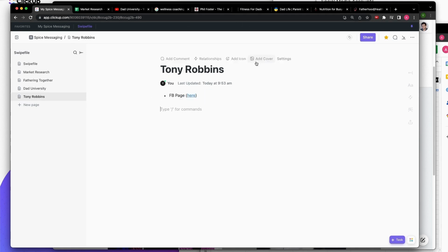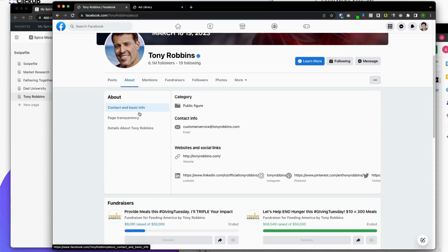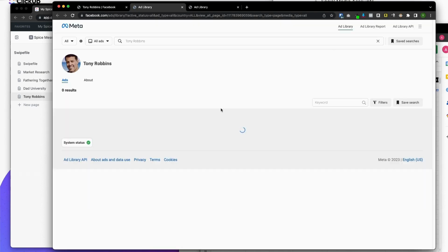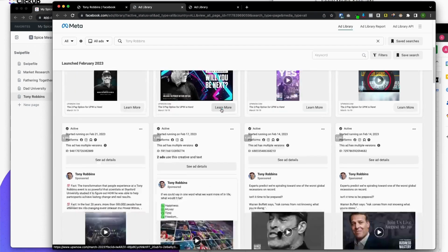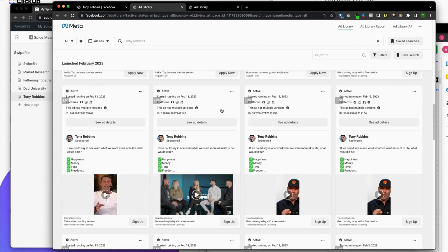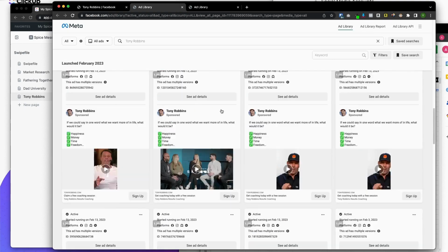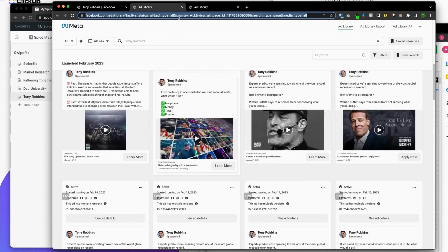Awesome. And then once we go back over to where Tony was, about page transparency, I'm going to click on see all. And then I go ahead and scroll down. I go to ads library. And now I can see all of the ads that Tony is running. Normally if they are a successful player in the space, they are running ads. And the reason why they're running ads is because they have enough profitability to run ads.